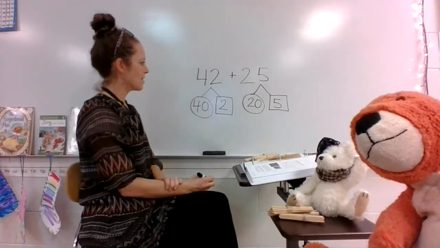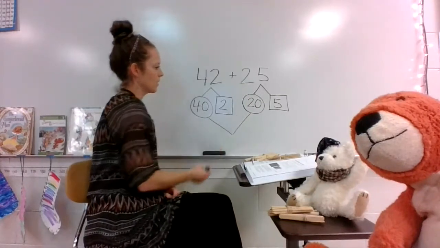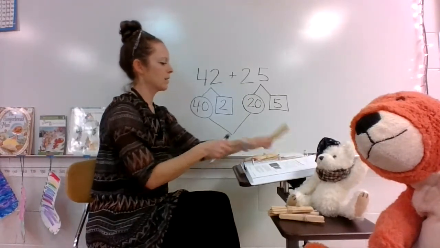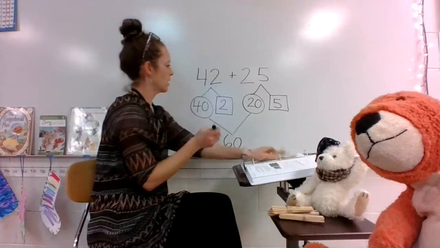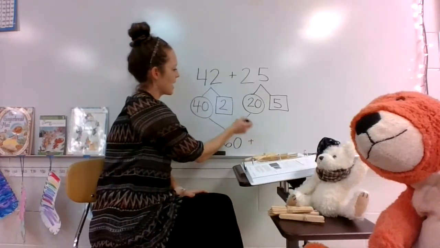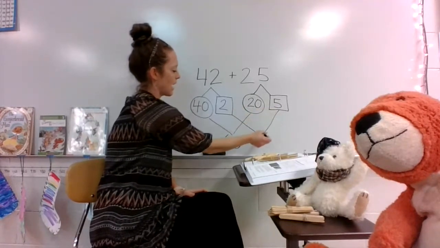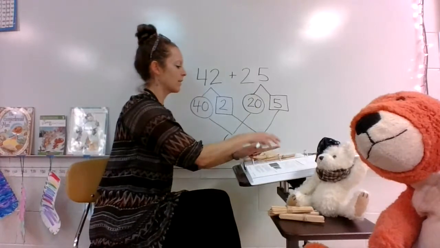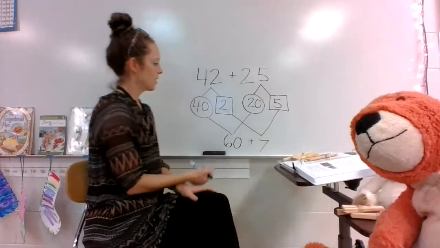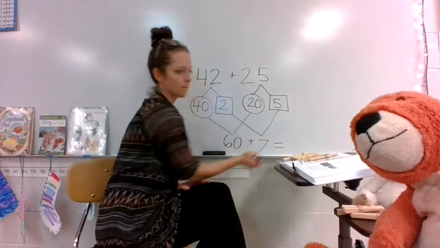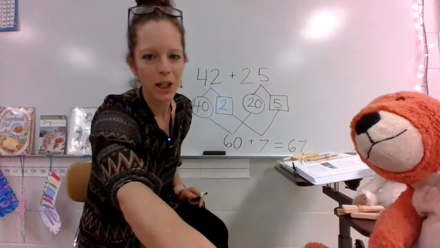So now we're going to add the tens together. What's 40 plus 20? 40, 50, 60, correct? And now I will add the ones. What is 2 plus 5? 5, 6, 7. I'm at 60 plus 7, class. 60 plus 7 equals 67. Great job. We're going to do another one.